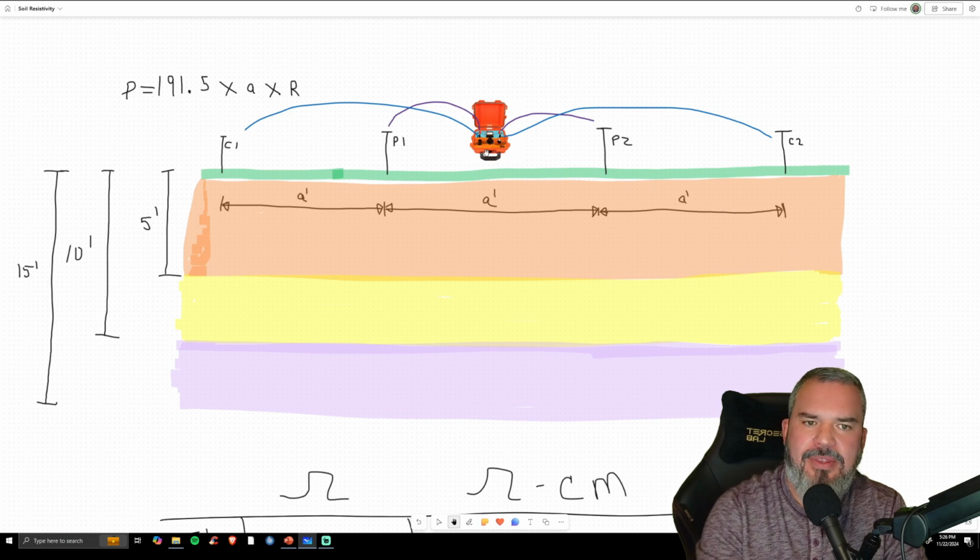Then once I get that off my meter, I'm going to change the spacing of my pins to 10 feet. Now I'm going to work my meter. 10 feet is the orange and the yellow section, and it's going to give me a separate, different resistance value for 10 feet deep. Then I'm going to do the same thing: once I'm done with that, let's change our pins to 15-foot spacing. Now I'm measuring 15 feet deep, and we're good to go.